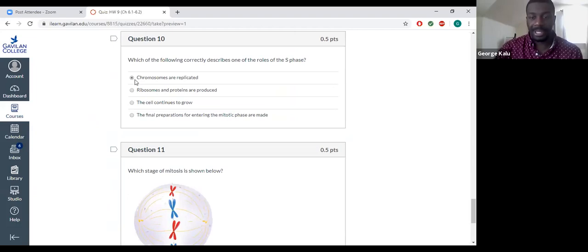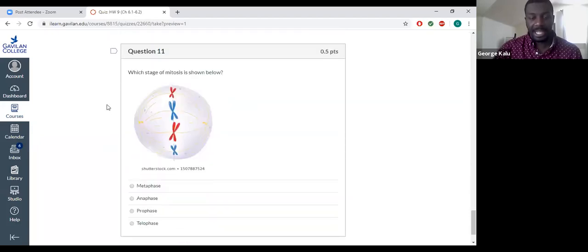Yes, so a bunch of people are getting this one right. So yeah, chromosomes are going to be replicated during S phase. Wonderful. Okay, and then last question, question 11.